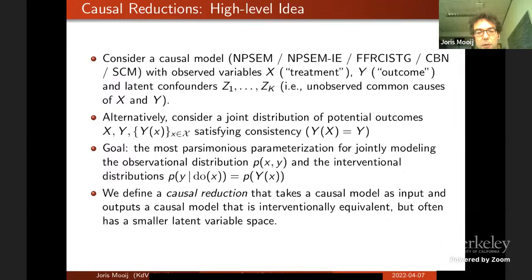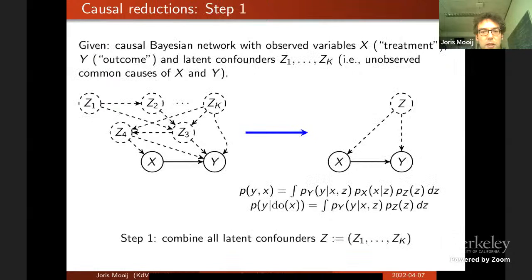So what we will do is define a causal reduction that takes a causal model as input, and it modifies this, so it outputs another causal model, and that is interventionally equivalent. So it will preserve the observational distribution and the interventional distributions, but often it has a smaller latent variable space. How do we do this? Well, it's a series of 4 steps.